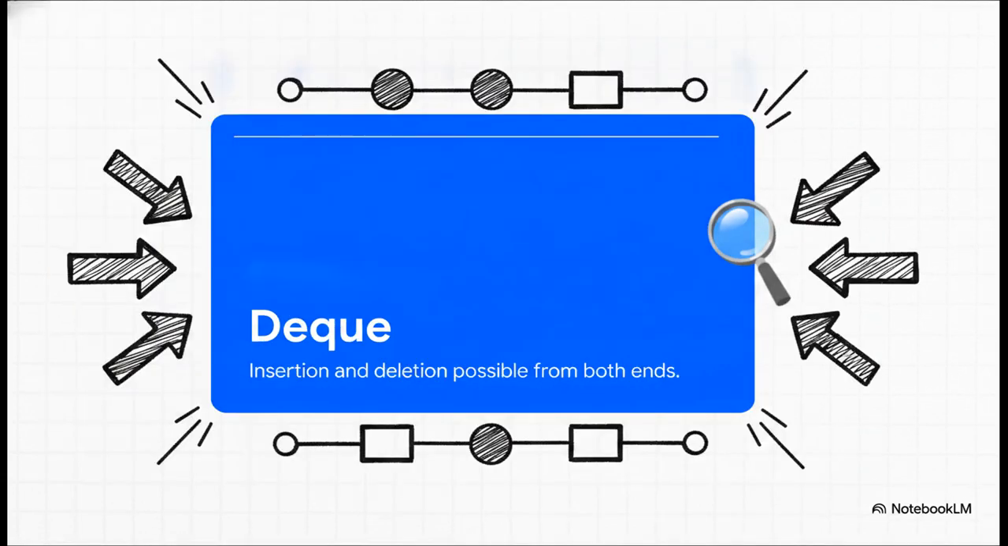And for ultimate flexibility, we have the dequeue, which is short for double-ended queue. This is an advanced concept where you're no longer restricted to just the front and the rear. With a dequeue, both insertion and deletion are completely possible from both the left and the right ends simultaneously. It's a wildly versatile structure for specific, complex algorithms.